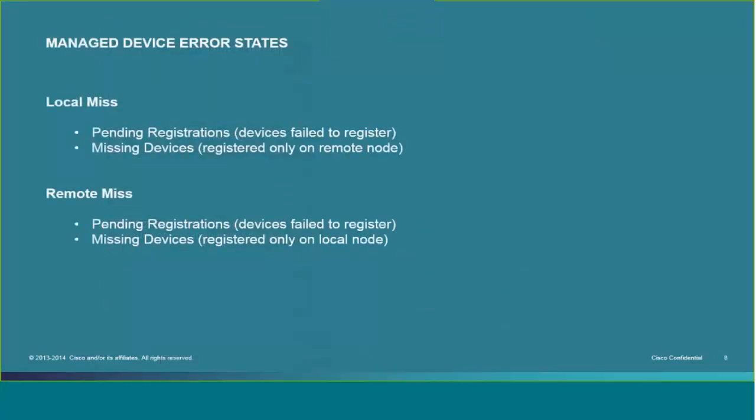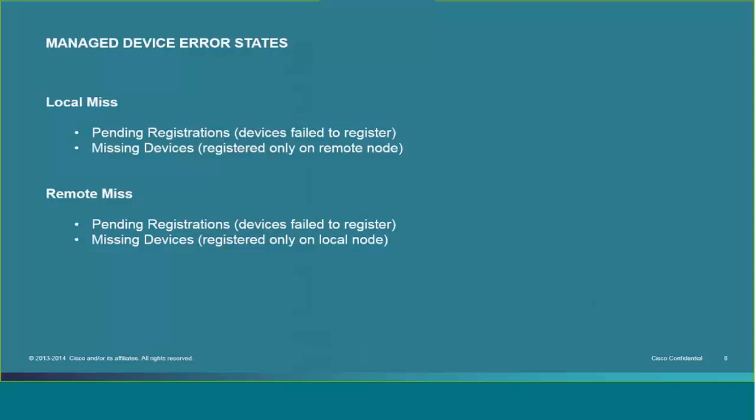What are the issues that can be reported during the registration? There are two error states that it can transition to. One is a local miss or a remote miss. Local miss is pending registrations or devices that fail to register on myself or the FMC, and the remote miss would be on the remote FMC if the devices are pending registration or not getting added. So these are the two errors that can happen.